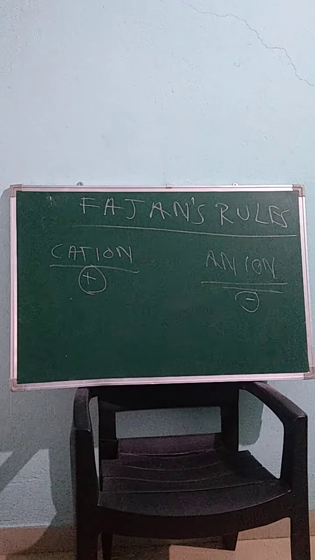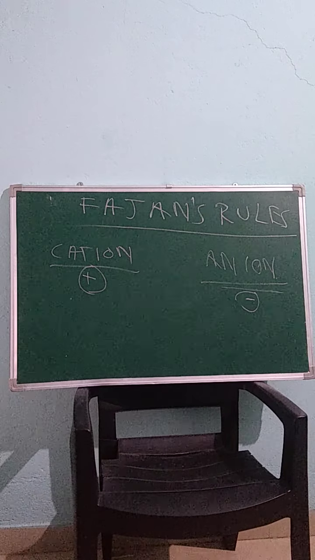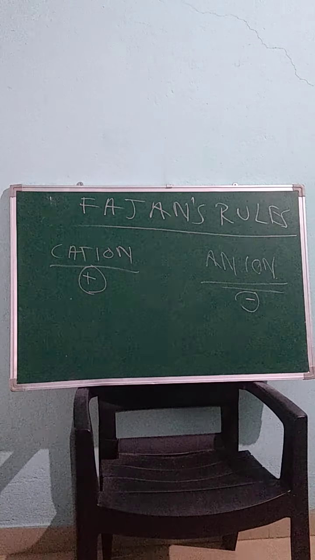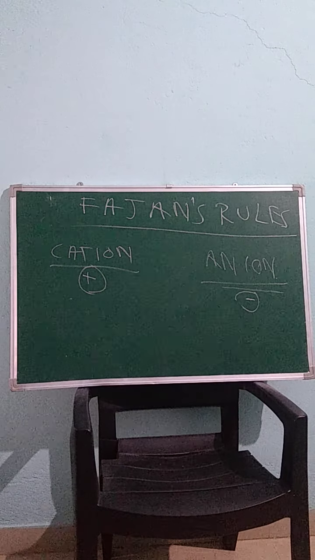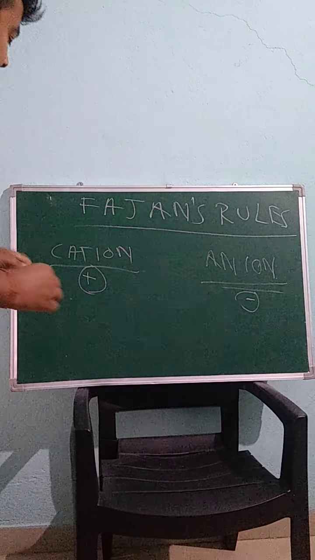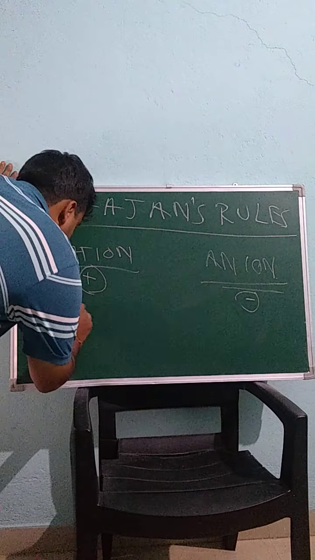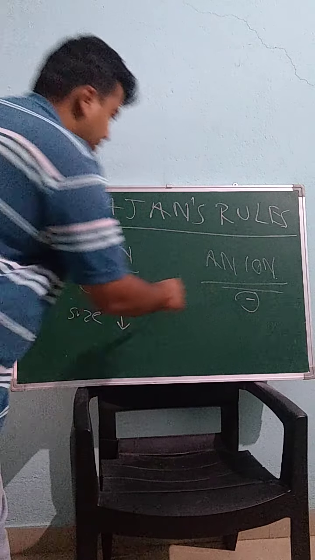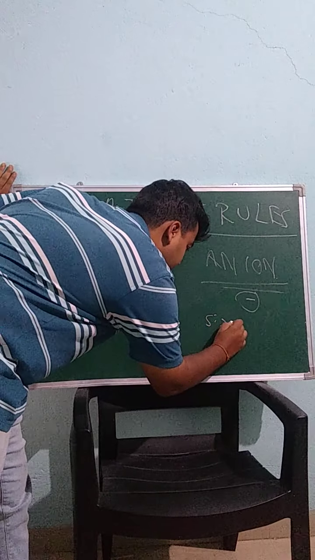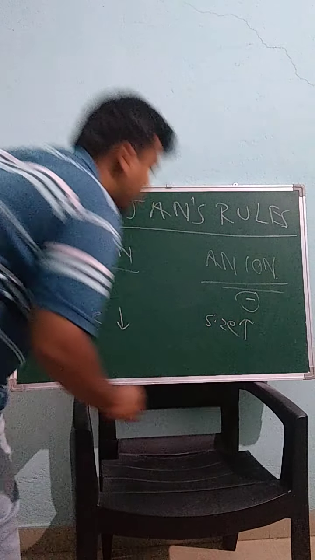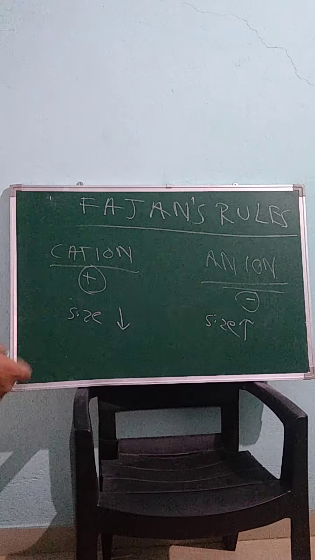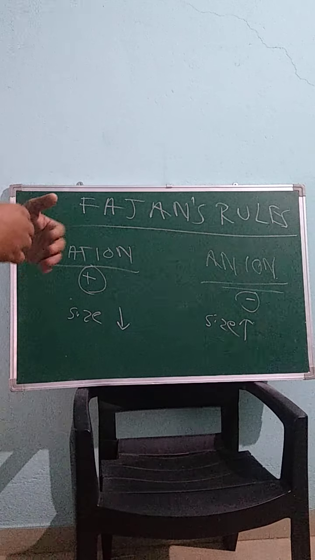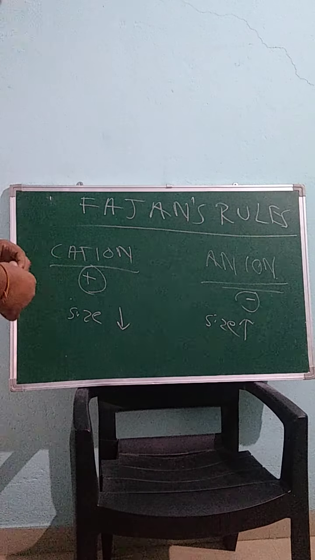The first rule states that the smaller the size of the cation and the larger the size of the anion, the greater the covalent character of an ionic bond. That means if the size of the cation is smaller and the anion size is larger, then the covalent character increases. The molecule is no longer an ionic bond, but is tending towards a covalent bond.